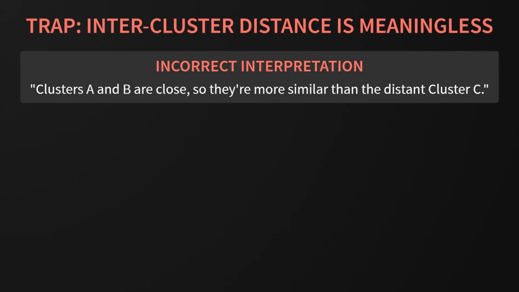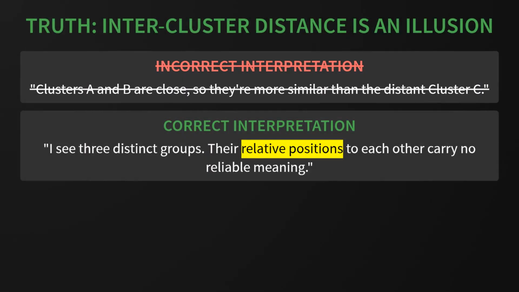The second trap is the distance between clusters. It's so tempting to look at two clusters that are close together and think they're more related than a cluster that's far away. This is also completely wrong. The truth is, the algorithm places clusters on the 2D canvas for optimization reasons, not to represent their true separation. All you can conclude is that you have distinct groups. The distances between them are an artifact of the visualization.